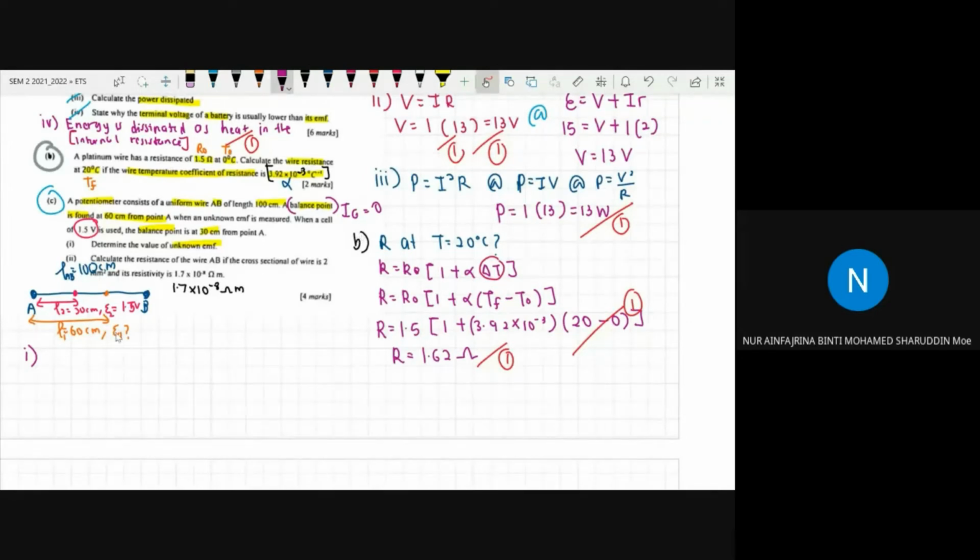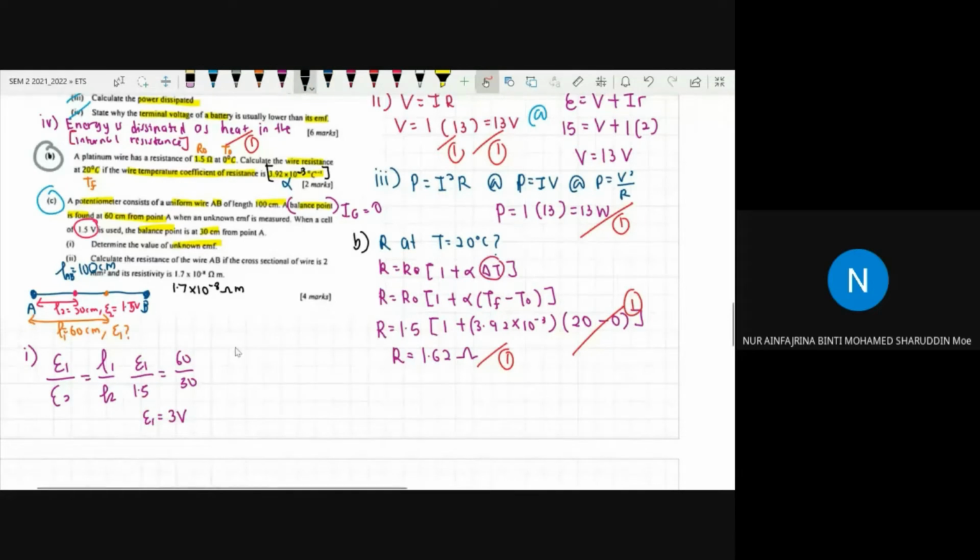So you nak cari EMF 1 kan, you can straight away use this formula: EMF 1 over EMF 2 equals length 1 over length 2. EMF 1 we are looking for. EMF 2 is 1.5, length 1 is 60, length 2 is 30. So you will get your EMF 1, 3 volt.